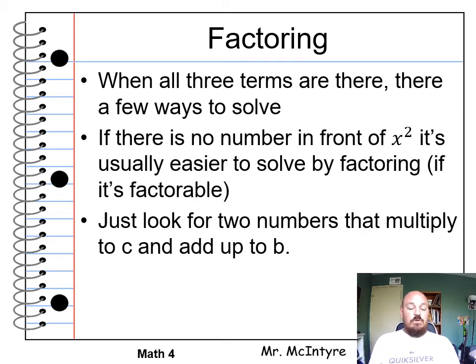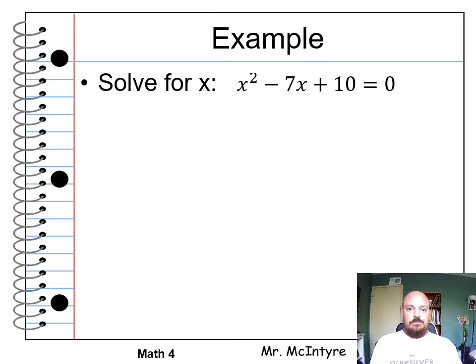Now, when there's no number in front of the x squared, it's kind of like a number puzzle. You're looking for the 2 numbers that multiply together to give you c, the constant term, and add together to give you b, the number in front of the x term. So let's do a quick one of those. We have x squared minus 7x plus 10 equals 0.